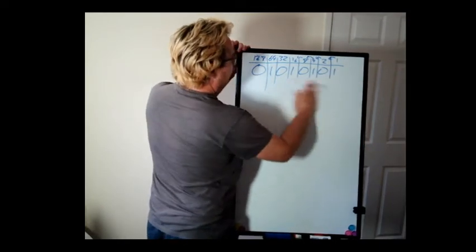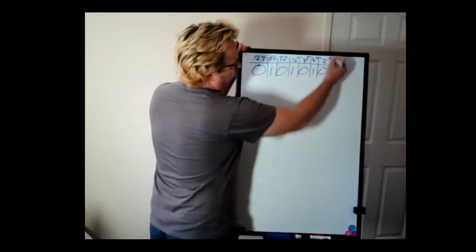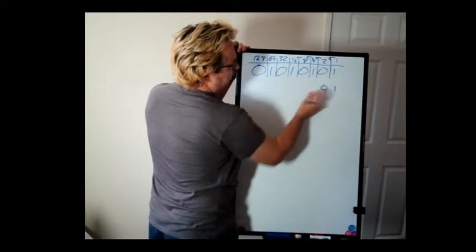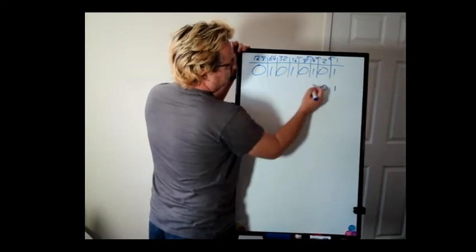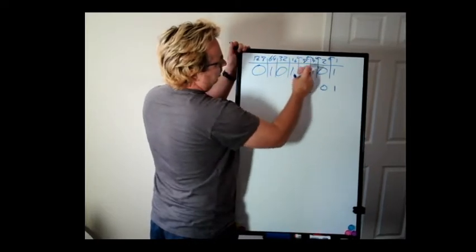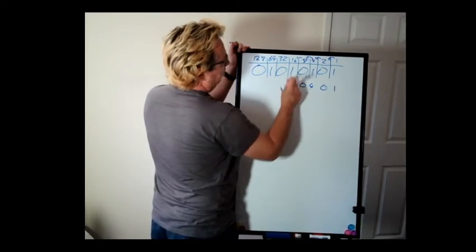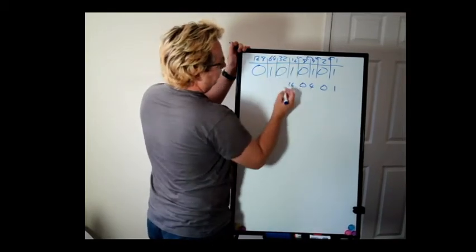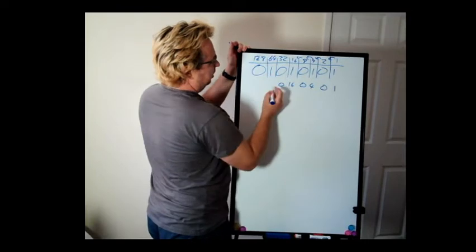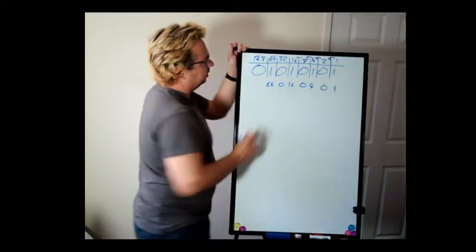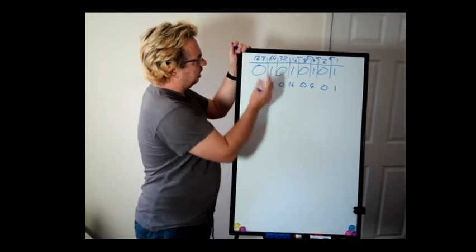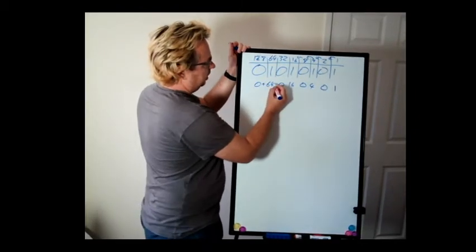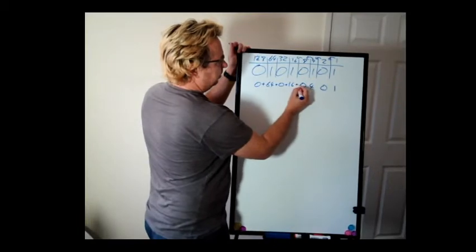Right. Okay. So let's see what number we've got here. So 1 times 1 gives us 1. 2 times 0 is 0. 4 times 1 is 4. 8 times 0 is 0. 16 times 1 is 16. 32 times 0 is 0. 64 times 1 is 64. And 128 times 0 is 0. I'm going to add those numbers together.